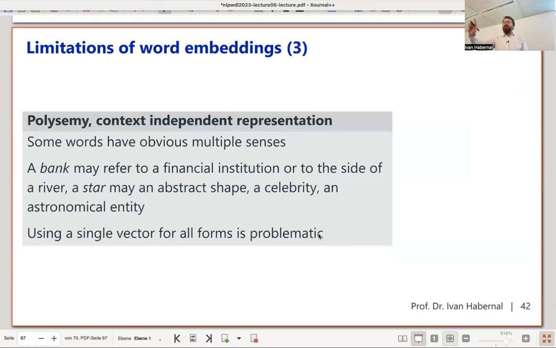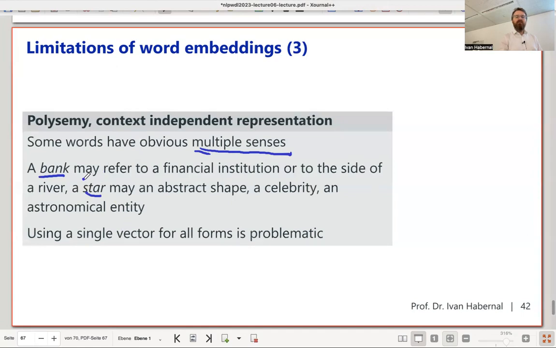And now we have polysemy, okay? This is where the same word has multiple obvious senses. The typical example you're given here for polysemy is a bank. A bank could be a financial institution, the side of a river, or the thing you sit on in a park. And a star could be an abstract shape, or a superstar, something that you look up to.